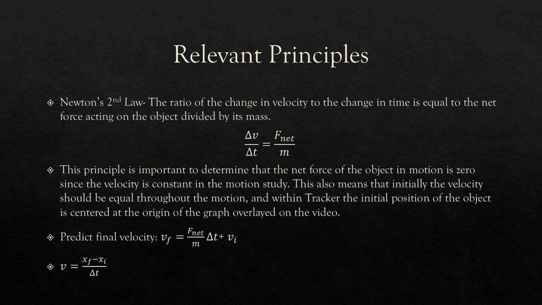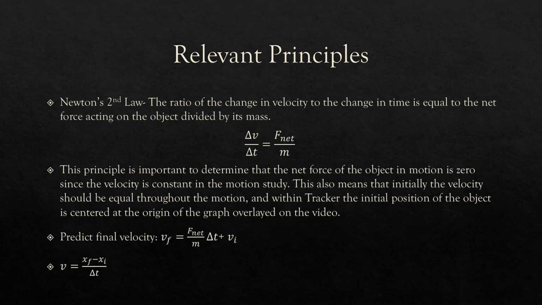Relevant principles. Newton's second law: the ratio of the change in velocity to the change in time is equal to the net force acting on the object divided by its mass. And there is the equation for that. This principle is important to determine that the net force of the object in motion is zero, since the velocity is constant in the motion study.